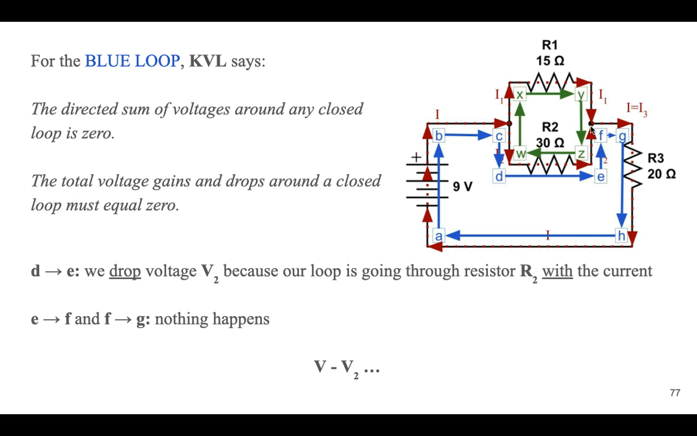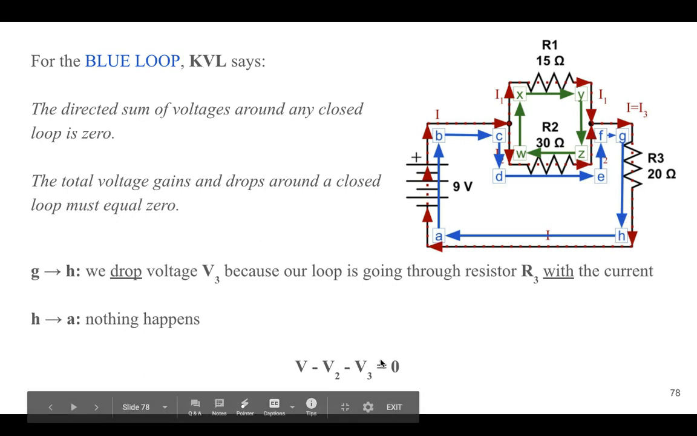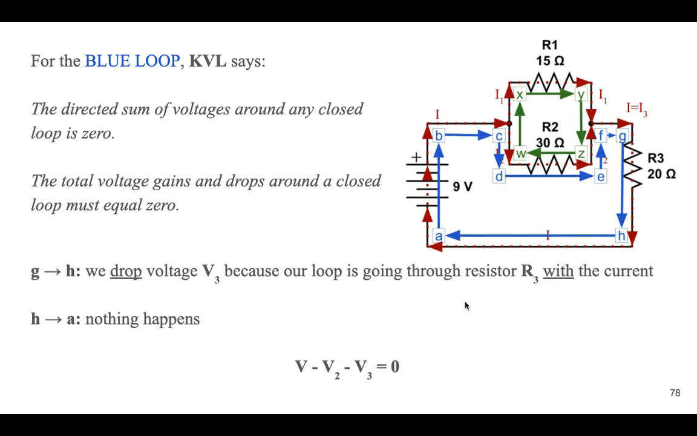Then you go E to F and F to G. Those are just wires. Nothing happens there. And then you get to the third resistor. Going from G to H, we're going through a resistor, and we're going with the current, so that's going to be a drop. That gives us this minus V3. And then we go from H back to A. So we end up with this formula: V minus V2 minus V3 equals 0.